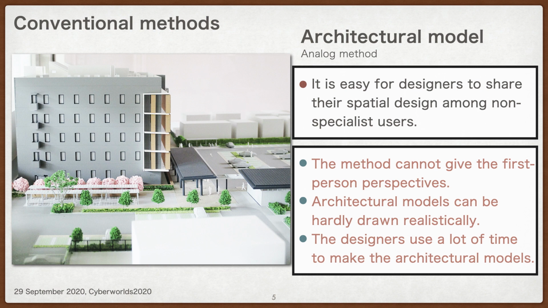There have been analog methods to share the spatial design. One of the traditional methods is an architectural model, as shown in this figure. Although this method makes it easier to hold the architectural model in a client's hand and view it from various angles, it has some disadvantages compared to digital tools. For example, this method cannot give first-person perspectives and is not very realistic. In addition, the designer uses a lot of time to make the architectural model.